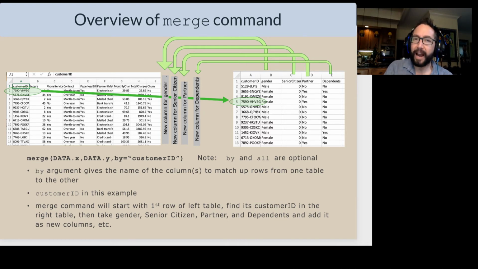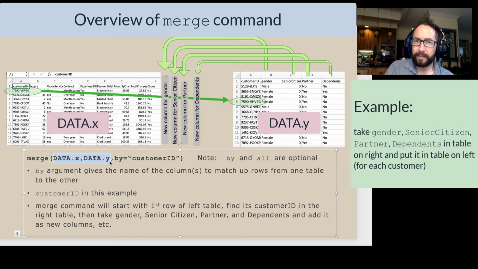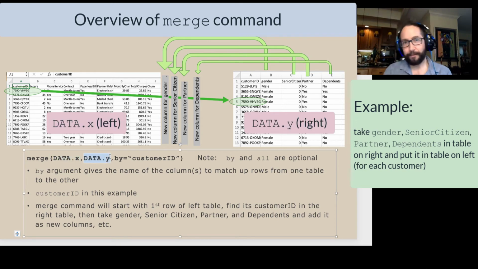So what exactly happens when we merge together two different data sources? Well, the first two arguments of merge, I've denoted data.x and data.y. The ordering of these two arguments matters, and in fact we're going to call data.x the left data frame, and we're going to call data.y the right data frame. And this has some analogy with how you would learn how to do this in SQL.